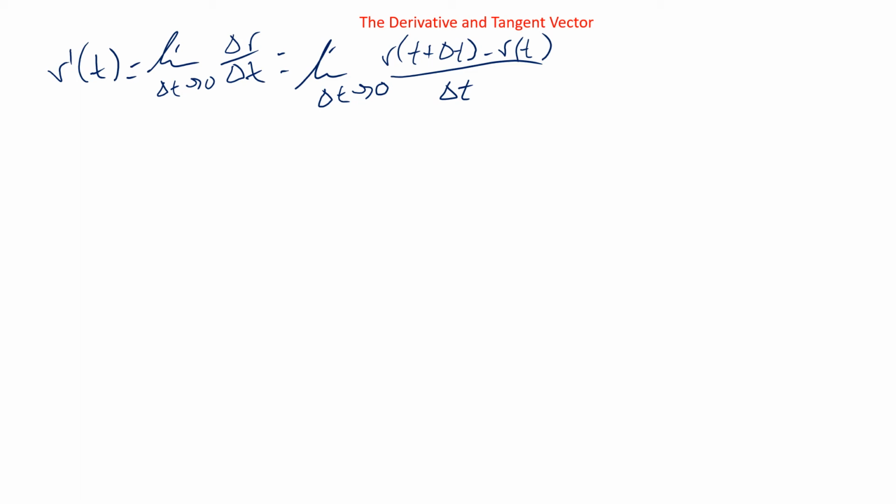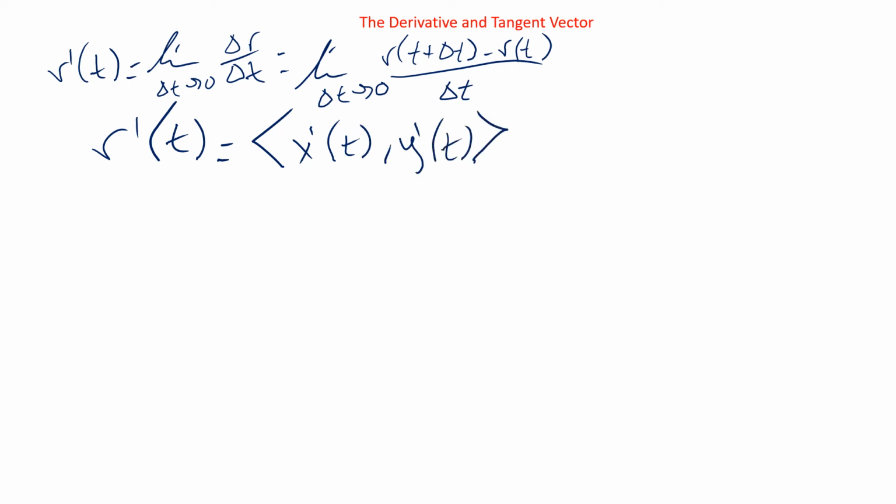We can do some calculations. We could plug in the x and y components separately, which really helps out. But what we'll end up getting is r prime of t will equal the vector x prime of t, comma y prime of t. So we just take the derivative of each of these things separately. It's like magic. It's almost intuitive. You see it and think, oh, hey, that's nice, I can do that. I may have even guessed it based on what we saw earlier with splitting these things up.